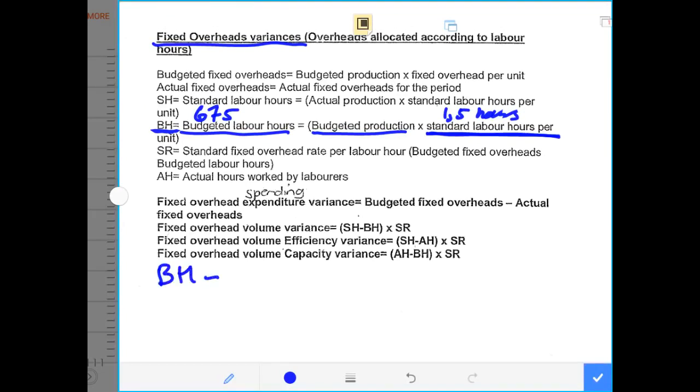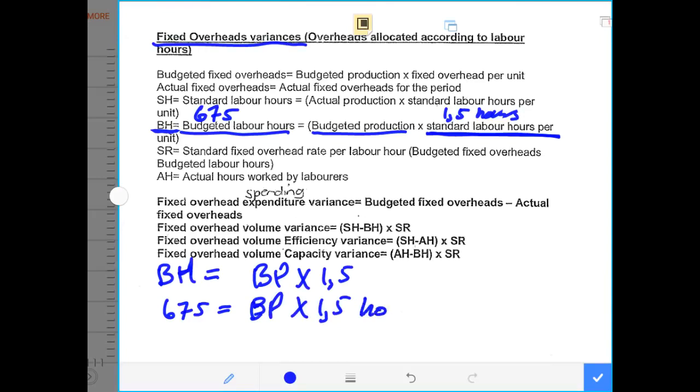Budgeted labor hours is equal to budgeted production times 1.5. And remember, we do have budgeted hours. It is given to us as 675 already. We are looking for the budgeted production. Budgeted production times 1.5 hours of labor.